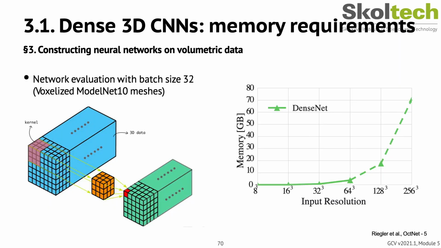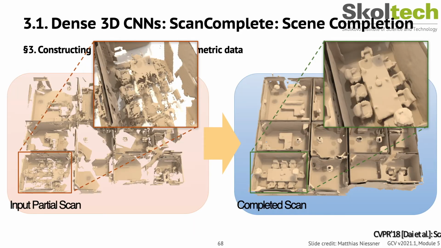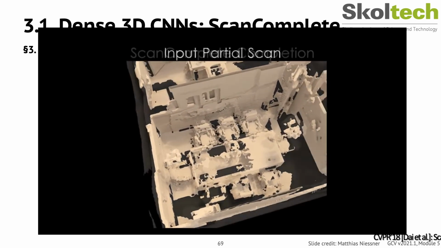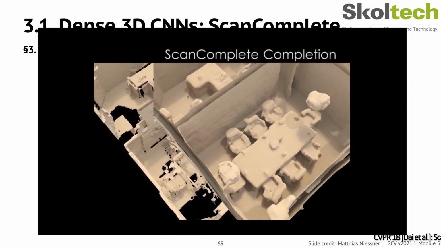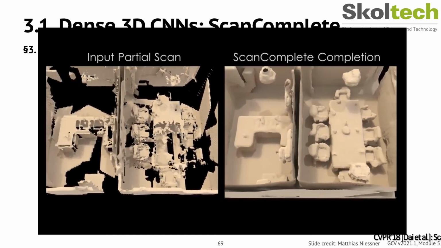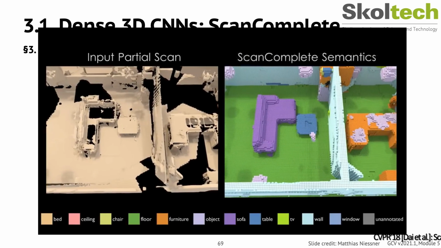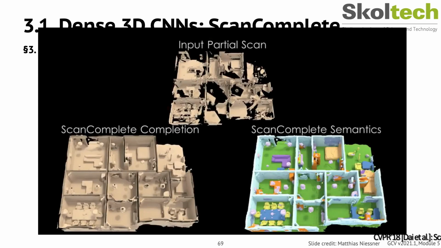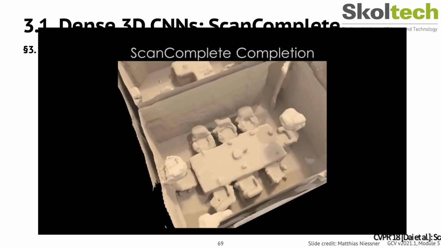Method that takes an incomplete 3D scan of a scene of arbitrary spatial size and predicts a complete 3D model along with per-voxel semantic labels. Complete project by Matthias Nisner and colleagues. We take as input a partial scan encoded as a signed distance function.